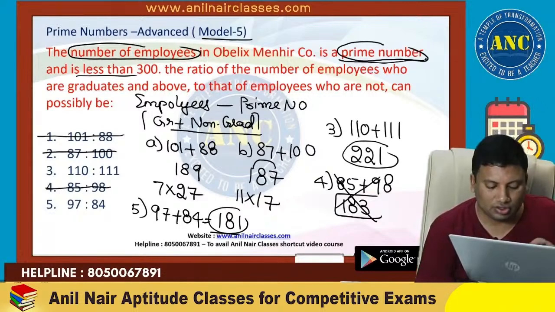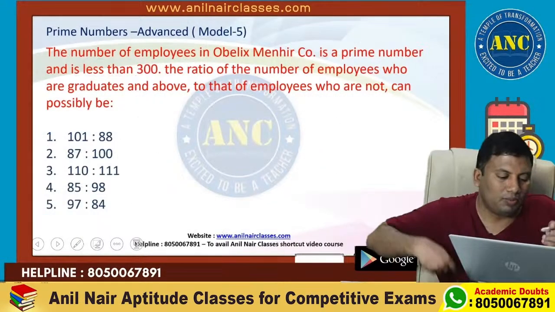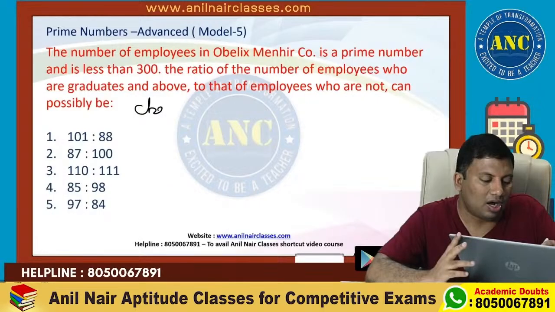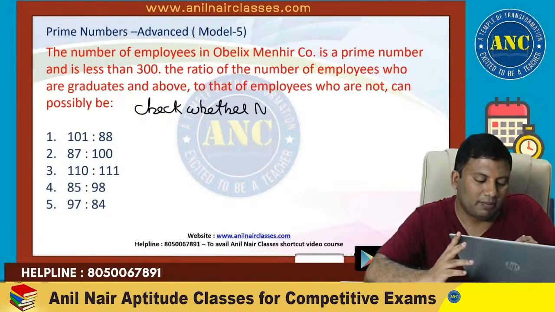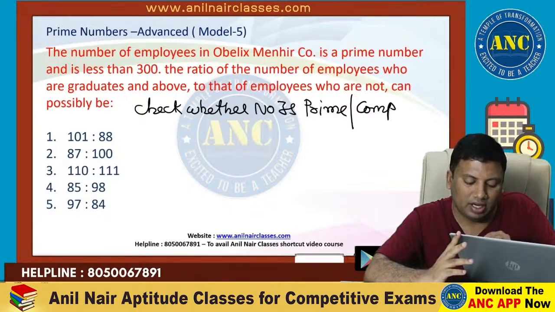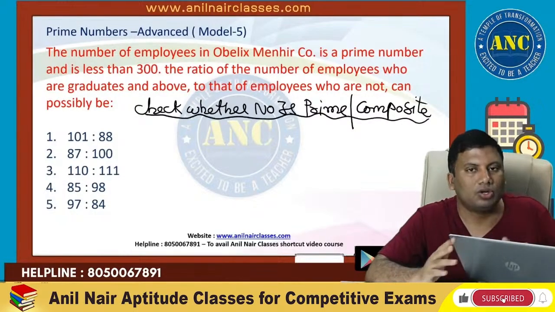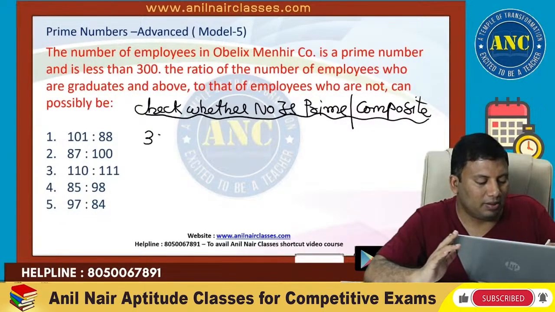So, let us do it one by one. 221 and 181. Now, please write down the logic. How to check whether a number is prime or composite? Now, listen carefully.